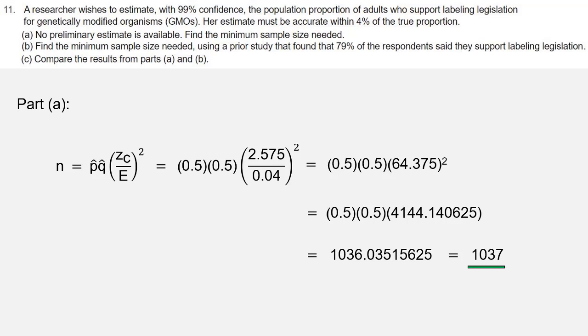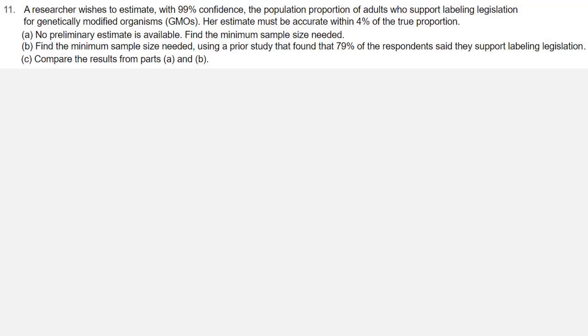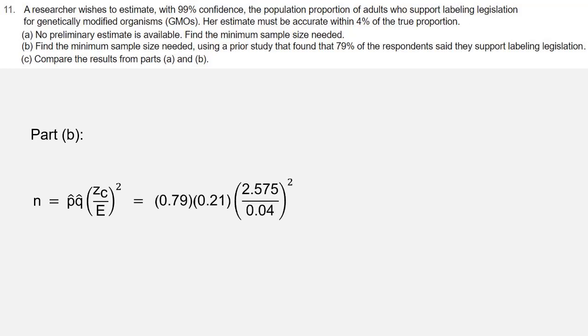In part B, we do have a preliminary estimate. The preliminary estimate is that P hat is 0.79. So this formula is going to be 0.79 times 0.21 times 2.575 over 0.04. Remember that Q hat is 1 minus P hat. That's where the 0.21 comes from. And the 0.79 was our preliminary estimate for P hat.